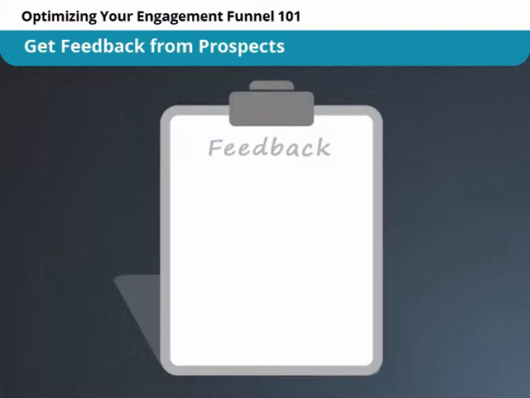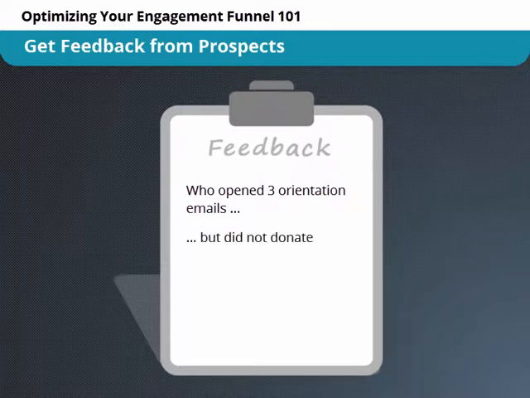The other way to optimize your donor conversion rate is to get feedback on your process from people who were in the process themselves. How do you find those people? Look at data generated from your email orientation series and identify the people who opened at least 3 of the emails, including the last direct appeal email, but did not make a donation. Then reach out to some of them directly.